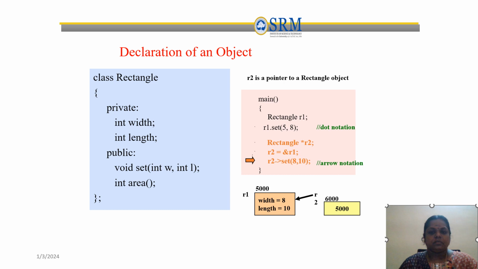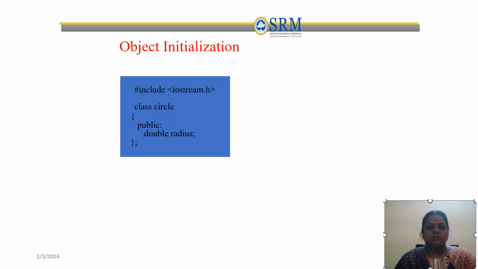And the dot notation and arrow notation, we can say it is referring to the pointer value. Here it is notating the calling of the function with the help of the object name.